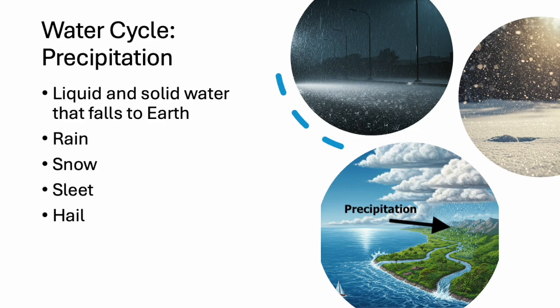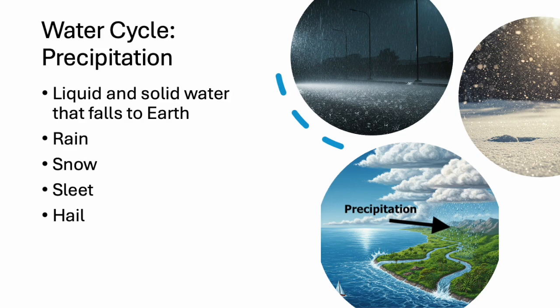Rain. If the air is warm enough, the water falls as liquid droplets. Snow. If it's very cold, the water freezes into ice crystals and falls as snowflakes. Sleet. These are like tiny ice pellets, often happening when rain freezes as it falls. And hail. These are bigger lumps of ice that can form during thunderstorms. So, rain, snow, sleet, and hail are all types of precipitation, bringing water back to Earth.